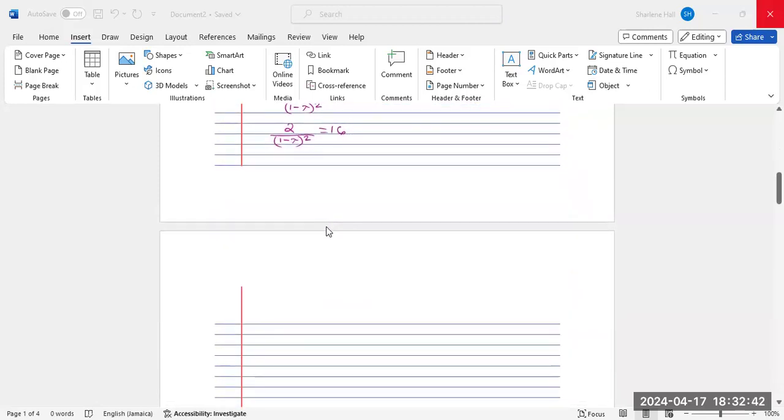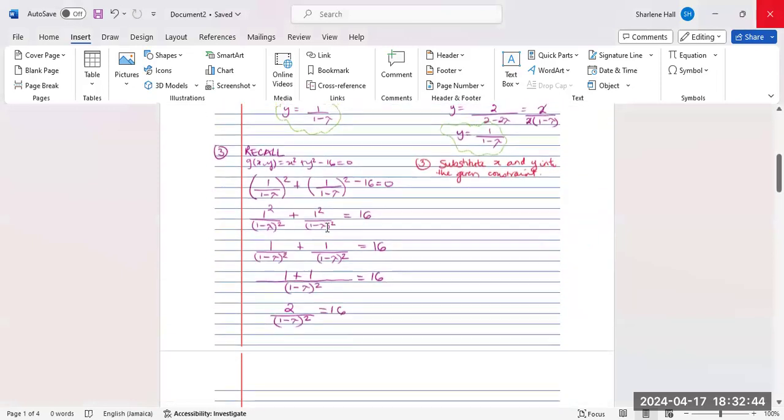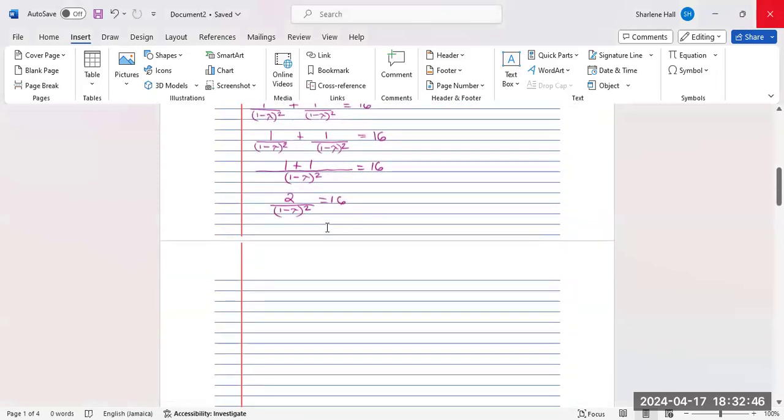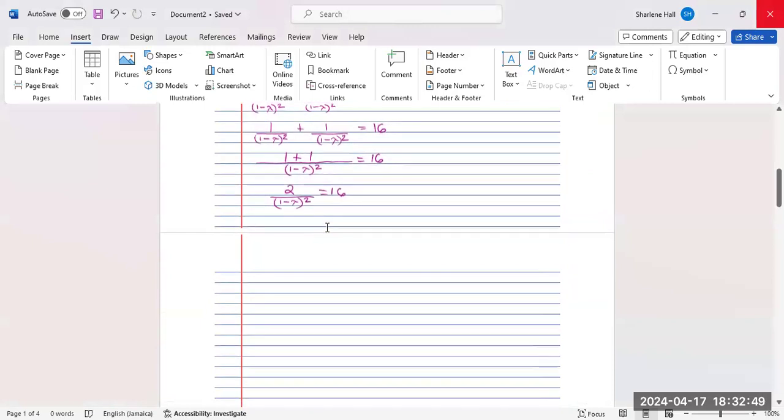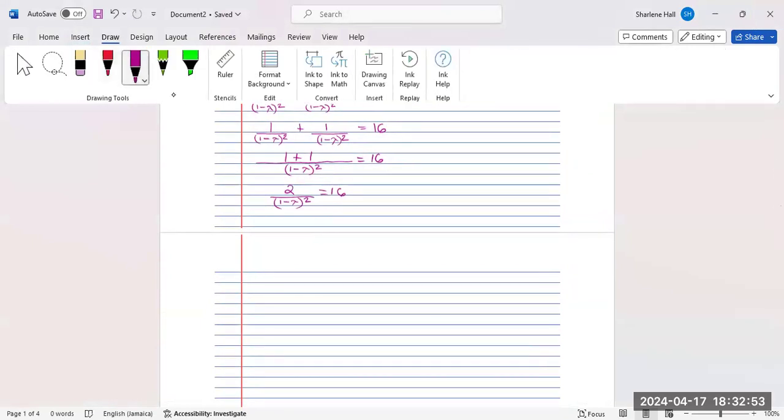All right, let me do this now so I can continue with what I'm saying. Now I have 2 fractions separated by an equal sign, so I'm going to cross multiply. So what I'm going to have is 2 equals 16 times 1 minus lambda all squared. Tell me if you agree with that.